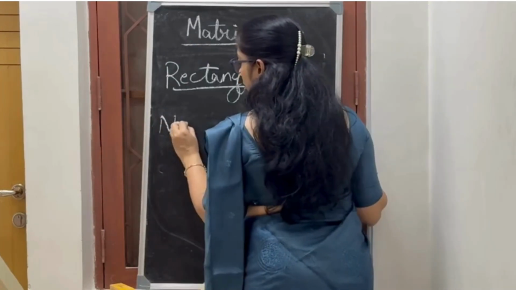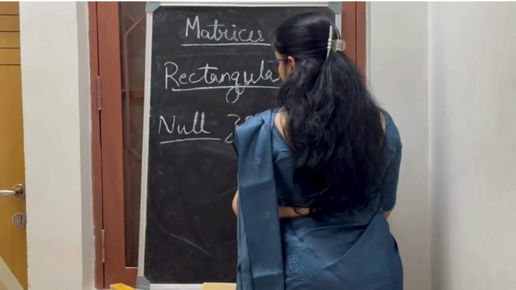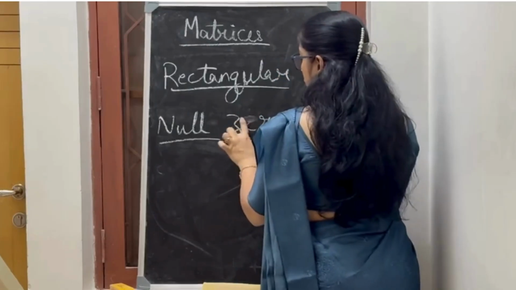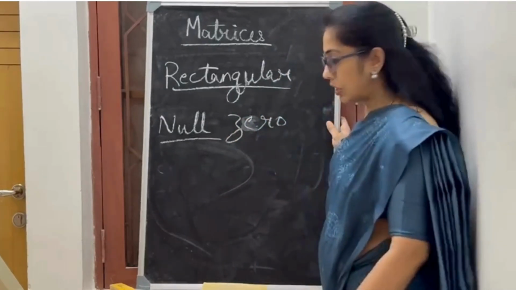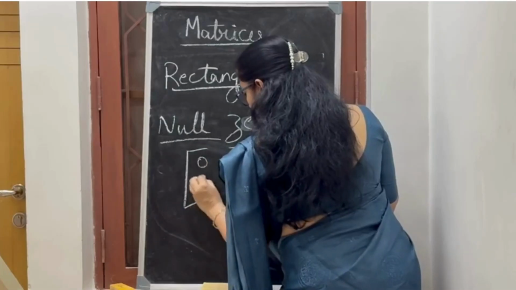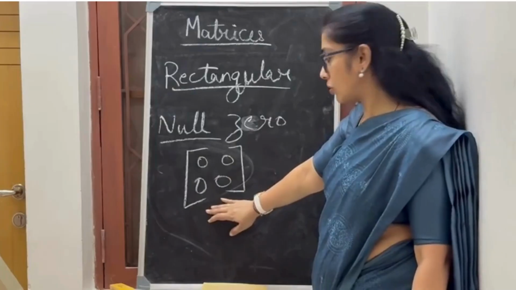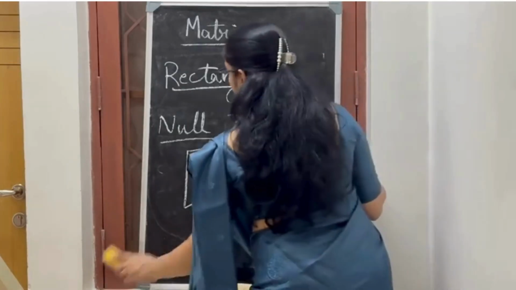Then comes the null matrix. It is also called the zero matrix, which means all the elements of the matrix are 0. At that time it's called a null matrix.